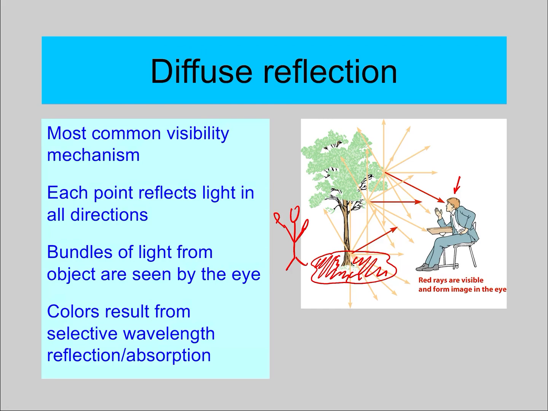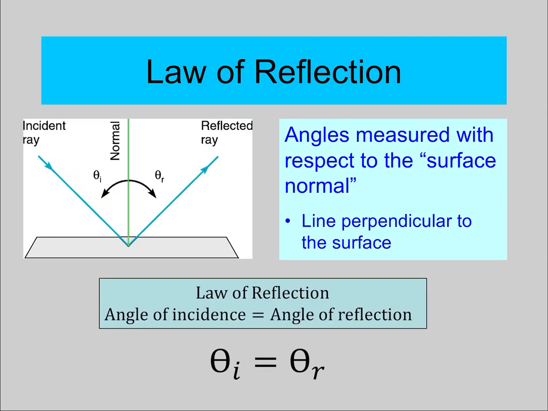Now, the bundles of light from the object are what's detected by the eye. And remember, we talked about the colors resulting from that selective wavelength. So practice thinking about stuff around you. If it's red, it means it's absorbing all of the other colors except for red. Okay, so make sure you're comfortable with that concept.